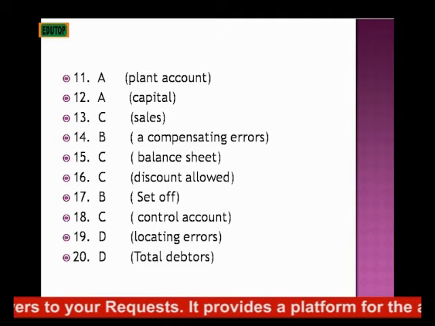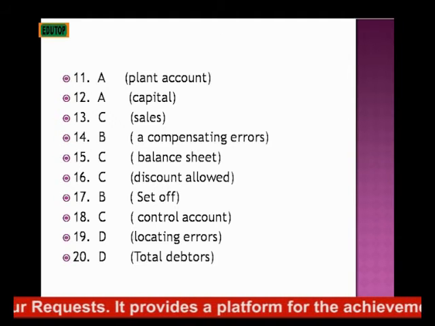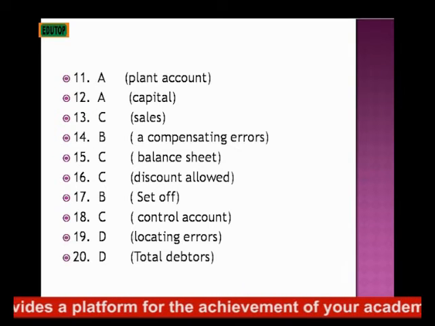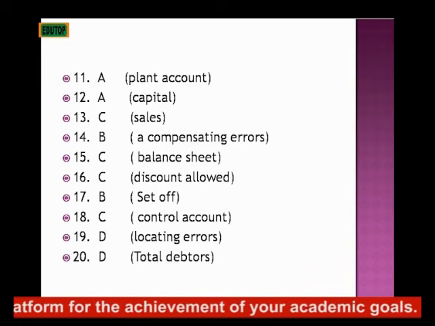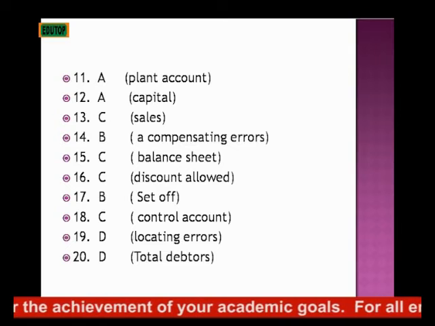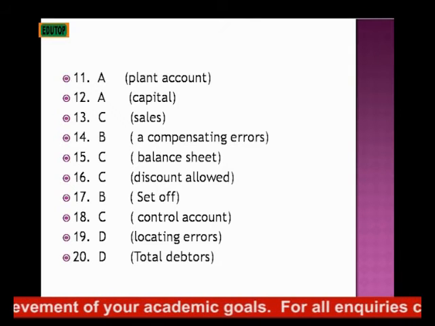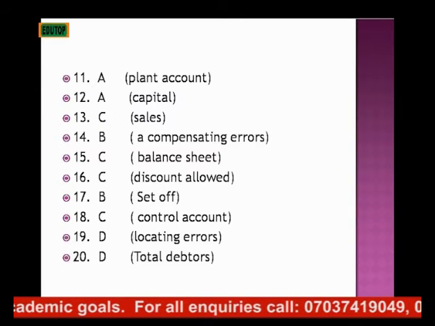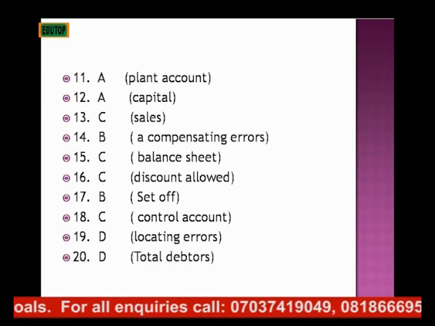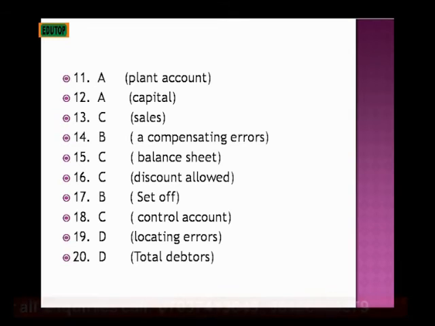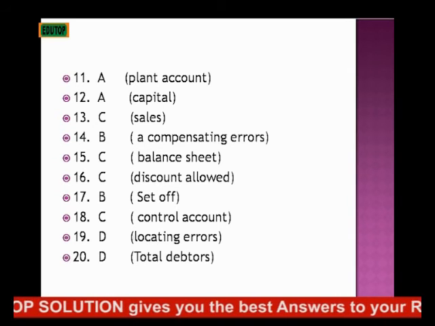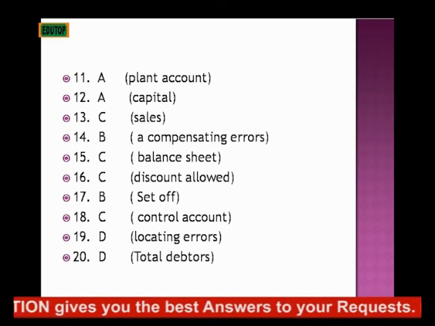17, the process of using sales ledger balance to cancel off purchase ledger balance is A, balancing, B, set off, C, reconciliation, and D, cancelling. I told you we talked about the contra. Another name for it is set off. So the answer for 17 is B, which is set off. Set off is what cancels the sales ledger and the purchase ledger at the end of the day. You can also call it a contra. So B is the answer.